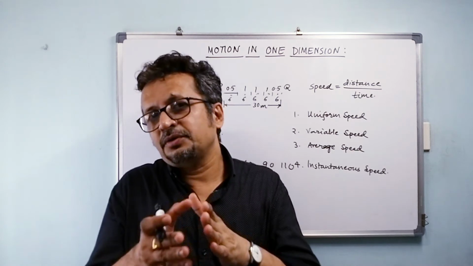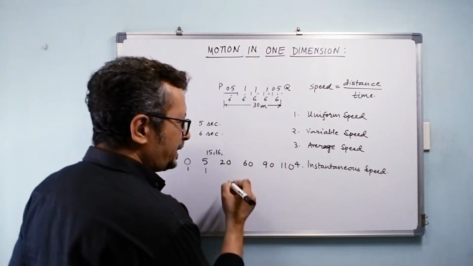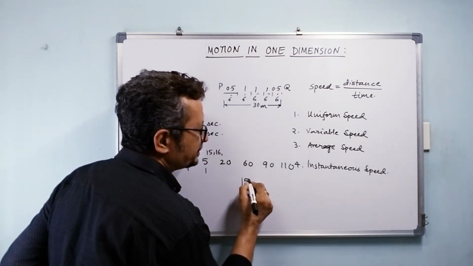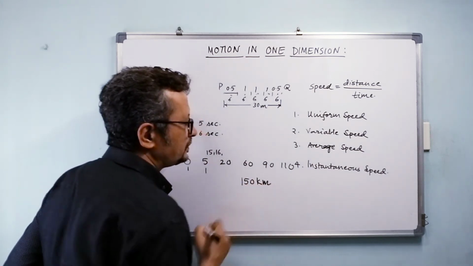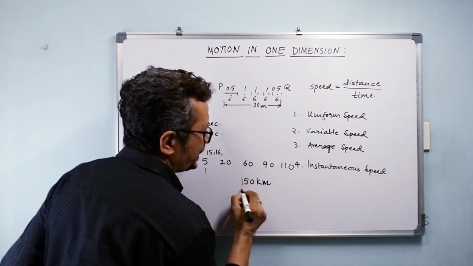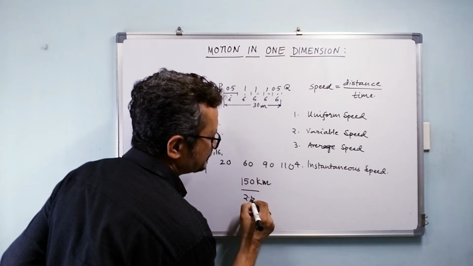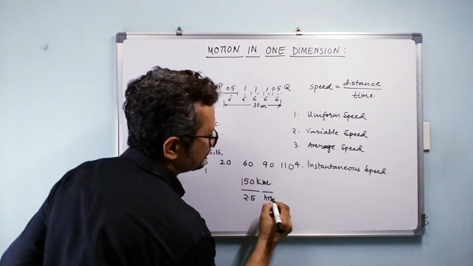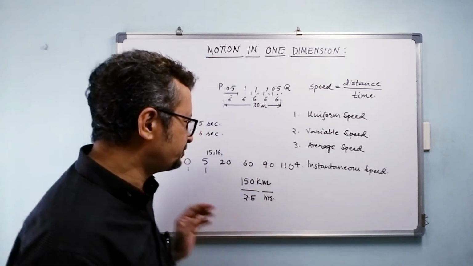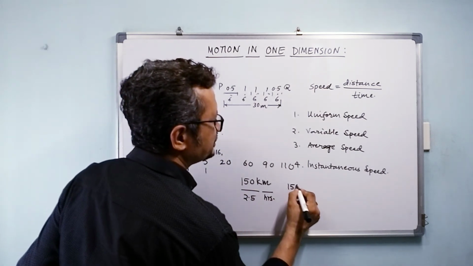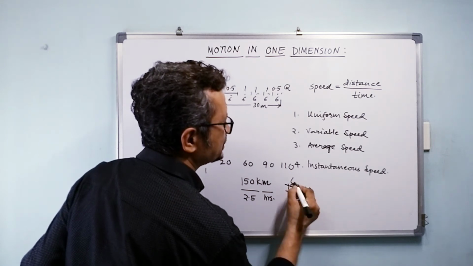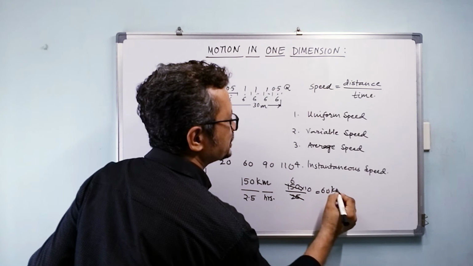Now let us go a little further. From my place to Pune, the distance is 150 kilometers, and the time that I took for that is 2.5 hours. Correct? Then what is my speed? What is my average speed? So it would be 150 upon 2.5, that is equal to 60 kilometers per hour.